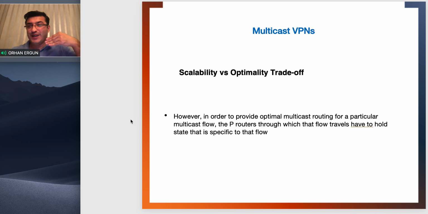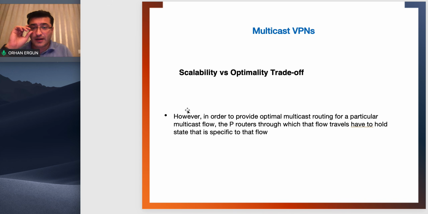If you create a separate tree, we will talk about those trees now. If we create a separate tree per VPN, maybe optimal routing it can bring us, but scalability might be a concern. Less information is good for scalability, but bad for optimality.